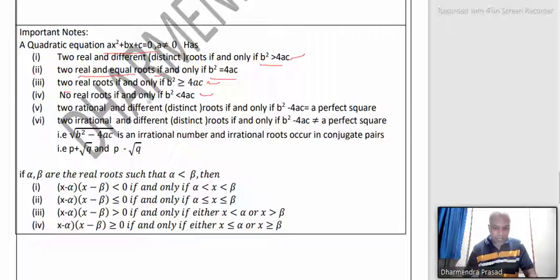Two rational and distinct roots if and only if b square minus 4ac is a perfect square. And two irrational and distinct roots if b square minus 4ac is not a perfect square. b square minus 4ac is an irrational number, and irrational roots are always in conjugate pairs. If the square root of b square minus 4ac comes in the root, in that case it will come as a conjugate, like p plus q and p minus q.